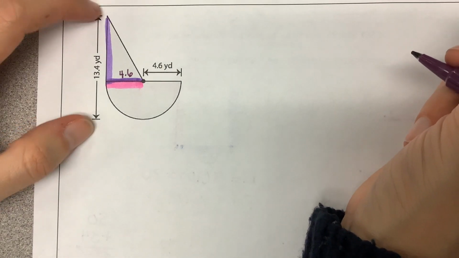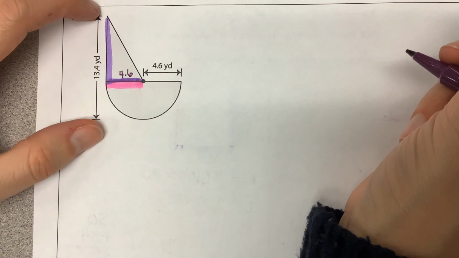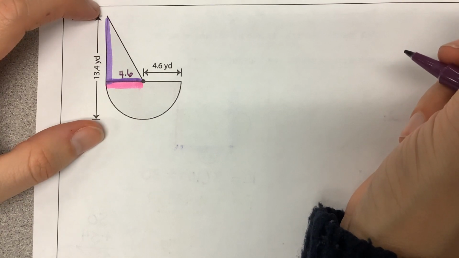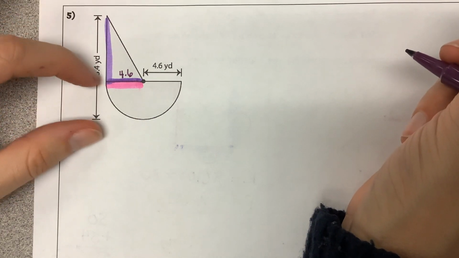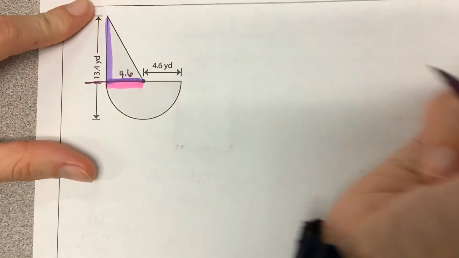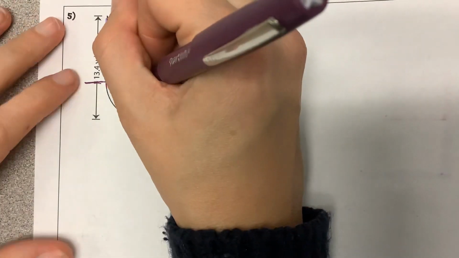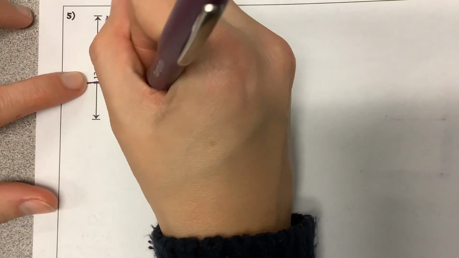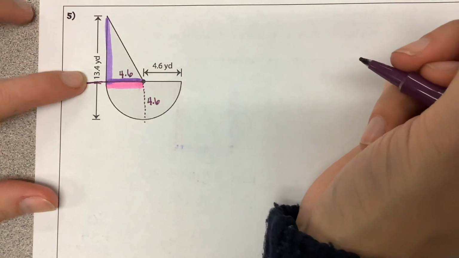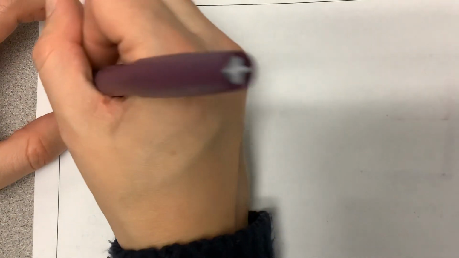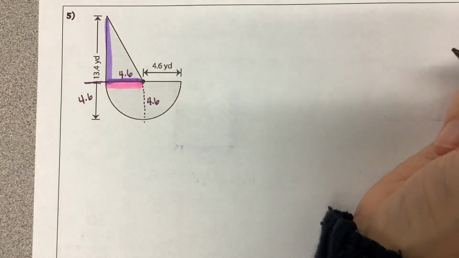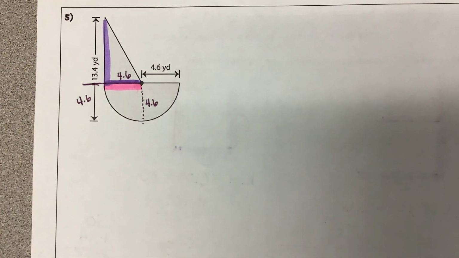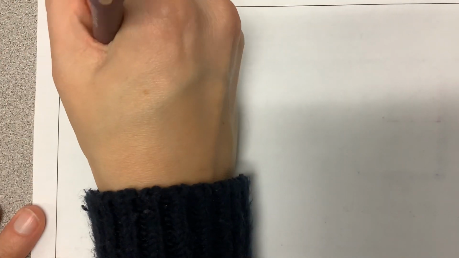Now here's where it gets tricky again. This height here is talking about the whole length of 13.4. We need to take away this portion because we only want it from right here. Well, if I start from this point here and go down, that's also a radius, so that's also going to be a distance of 4.6. So if I take that 13.4 and I take away that radius of 4.6, we get 8.8.